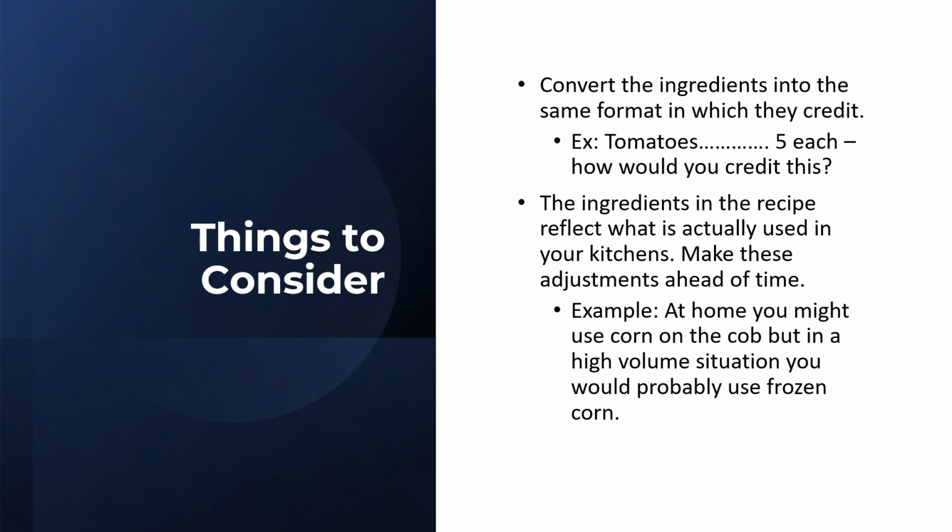The ingredients in the recipe need to reflect what is actually used in your kitchens. If the recipe you're standardizing calls for corn on the cob, but you're going to be using frozen corn, make sure to make that adjustment in the standardizing process.